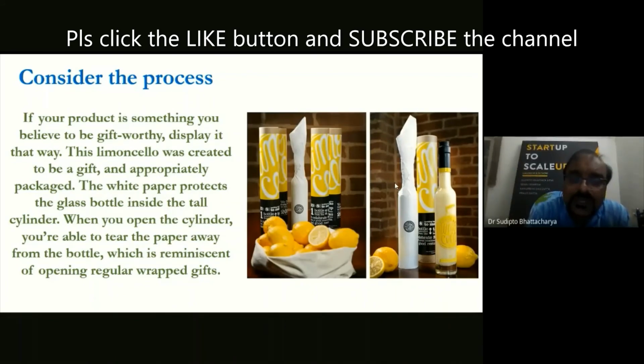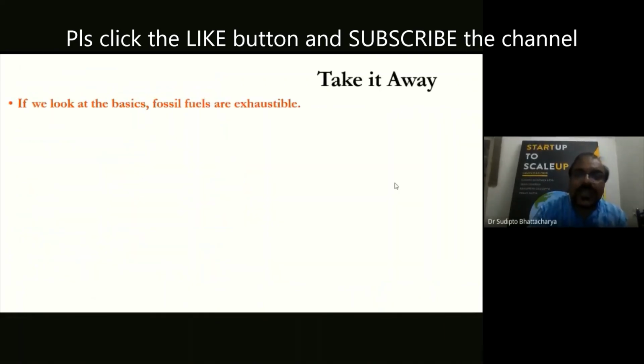So the white paper actually protects the glass bottle, but also it keeps things cool, and you can even use it later on for cleaning your hands. And this can give you a feel of regularly wrapped gifts. How you are opening it, you have that feel when you get a birthday gift and open it up to find out what is inside. So take it away. What are the things we have discussed now?